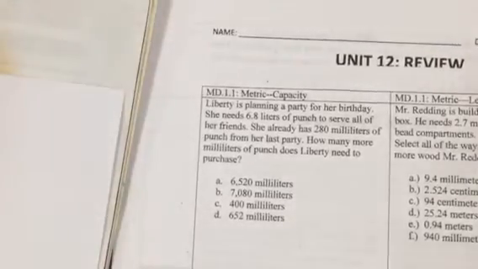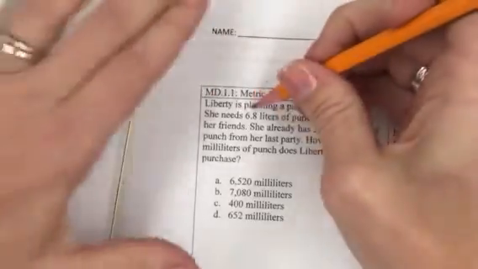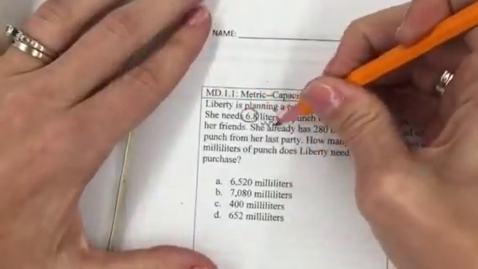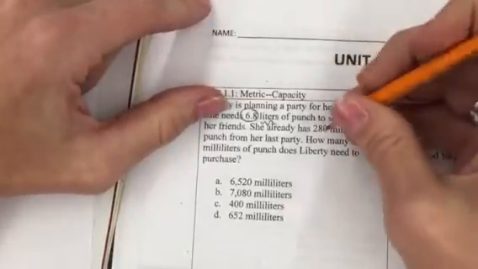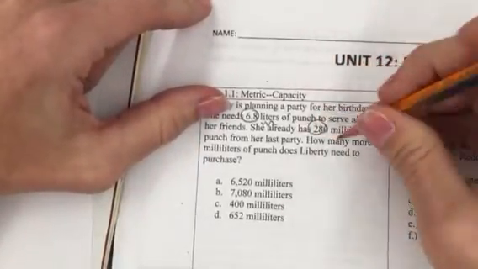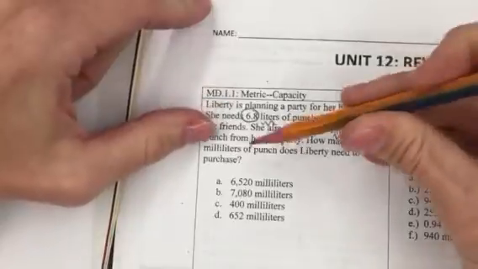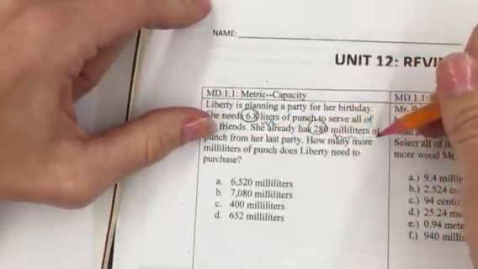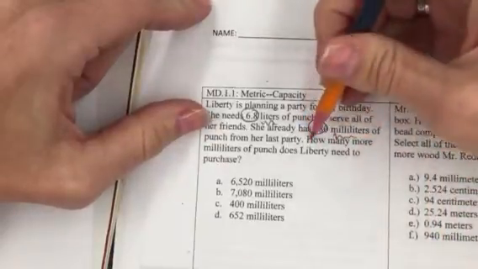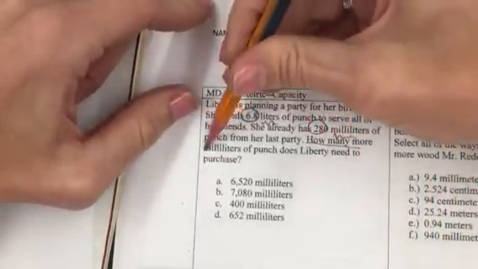Liberty is planning a party for her birthday. She needs 6 8/10 liters of punch to serve all of her friends. She already has 280 milliliters of punch from her last party. How many more milliliters of punch does Liberty need to purchase?